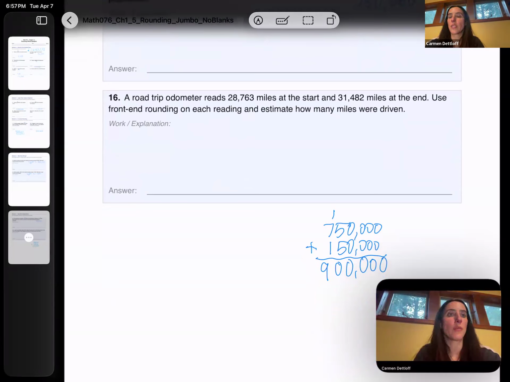Okay, number 16. An odometer reads 28,763 miles at the start and 31,482 miles at the end. Use front end rounding to estimate how many miles were driven.